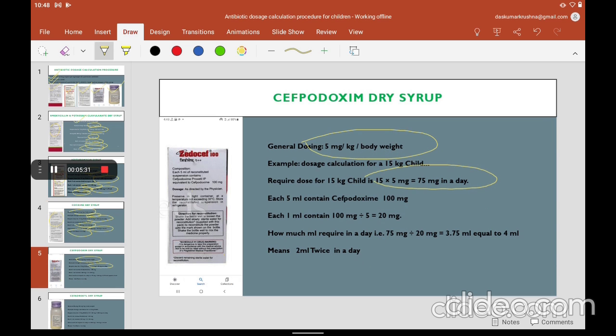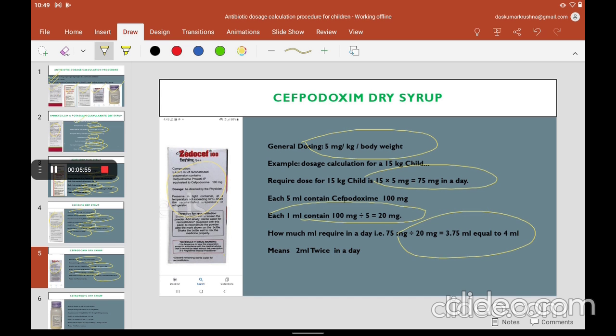Here mentioned on the wrapper is that each 5 ml contains cefpodoxime 100 mg. Means each 1 ml contains 100 mg divided by 5, equal to 20 mg. Then how much ml is required in a day? That is 75 mg divided by 20 equal to 3.75 ml, equal to 4 ml. Means 2 ml twice a day.